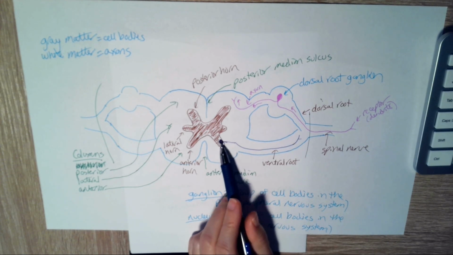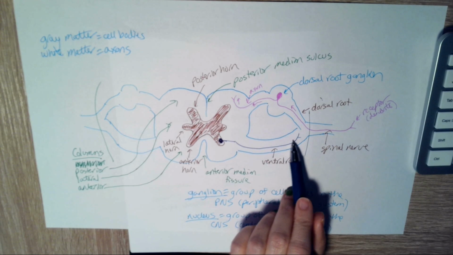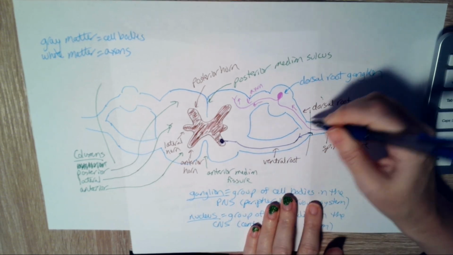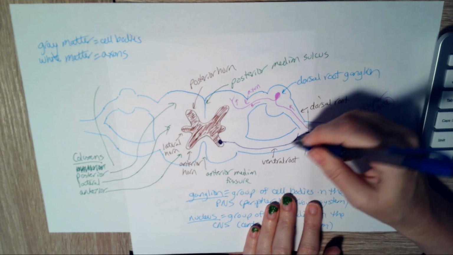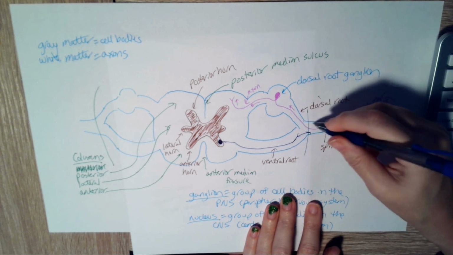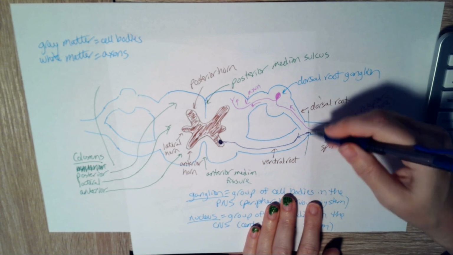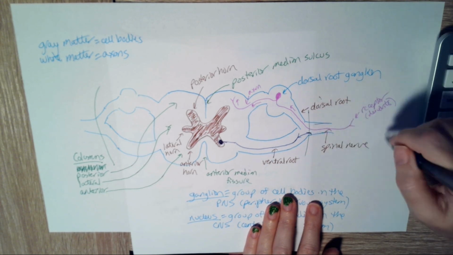And its axon goes out through the ventral root and then all the way out through once the roots join. So once we have the dorsal root and the ventral root join, then we have a spinal nerve that goes out from the vertebrae. There's a line where the vertebrae would be, and then branches out into the body.